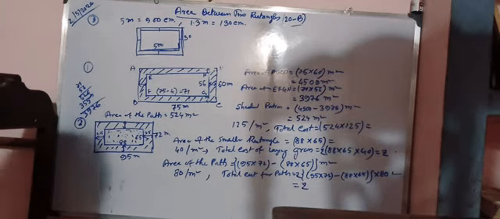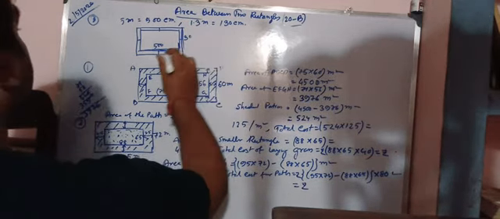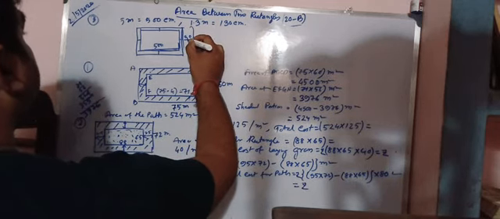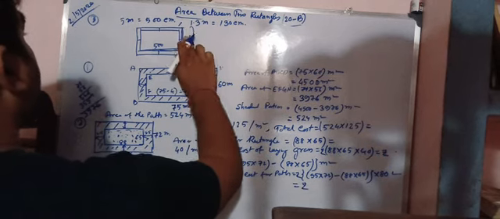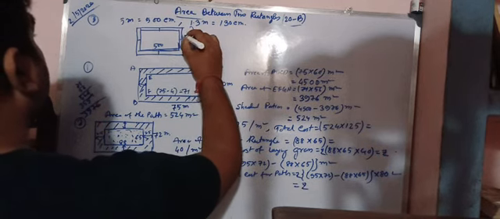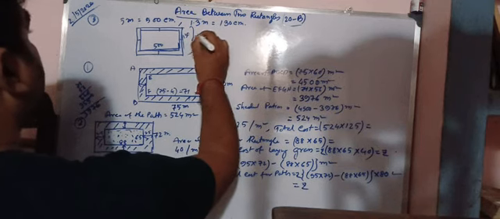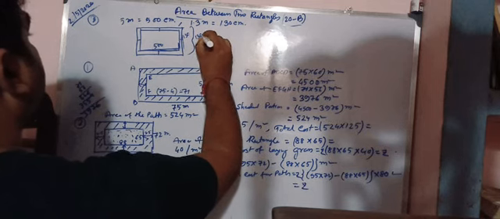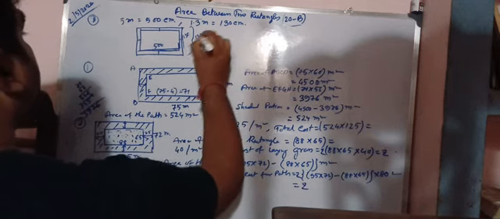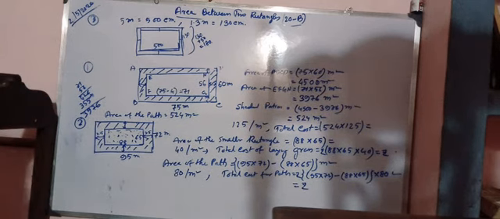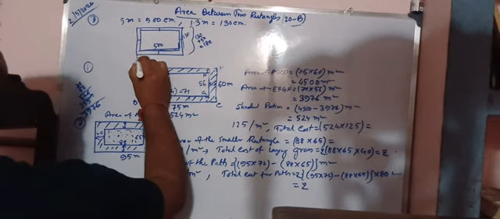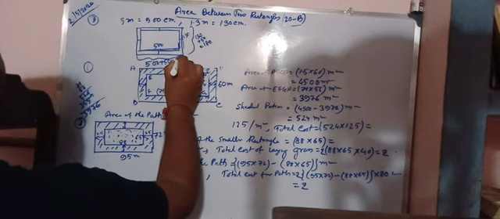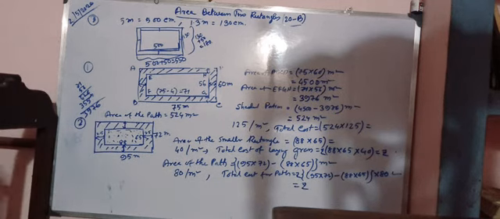Now again, my bigger breadth is equal to 130. This is 130, not 30. So my bigger breadth is equal to 130 plus 50, which means 180. That is my bigger breadth, and my bigger length is equal to 500 plus 50, that is 550. Okay, understand that?